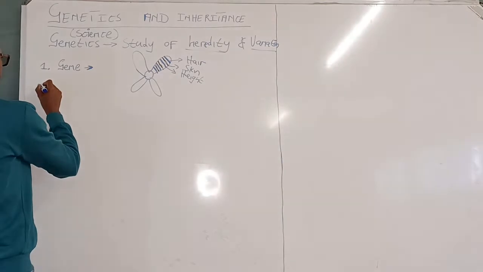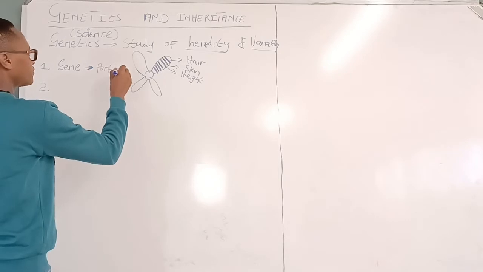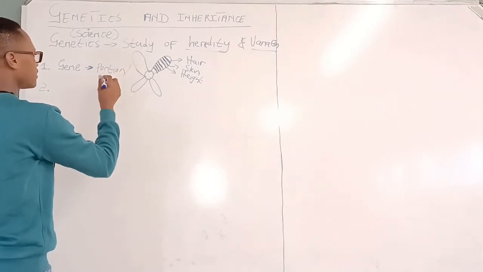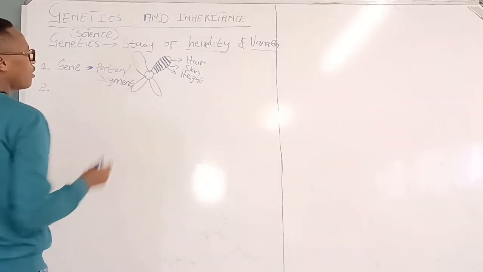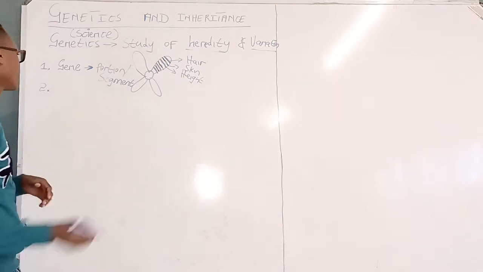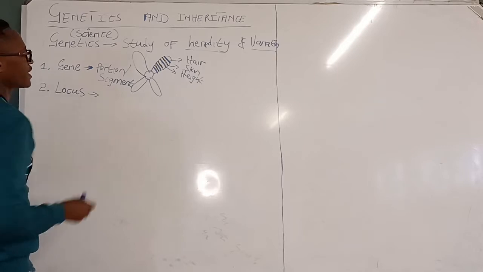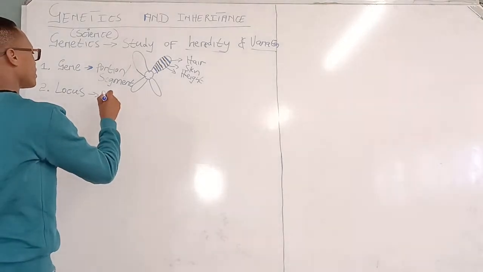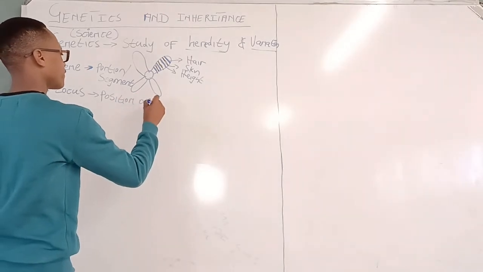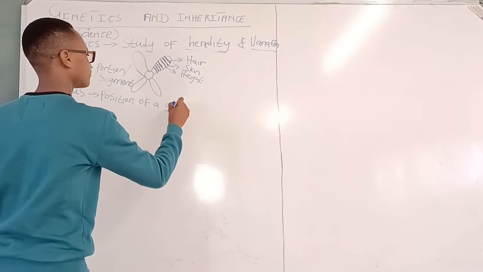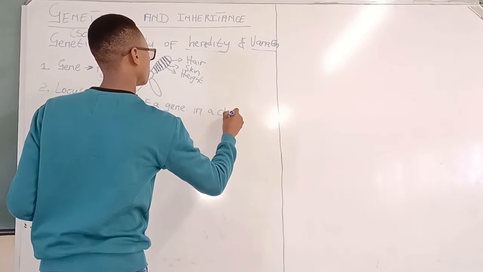I said that a gene is a portion or a segment of DNA found in a chromosome. And now we're going to talk about a locus. A locus is the position of a gene in a chromosome.